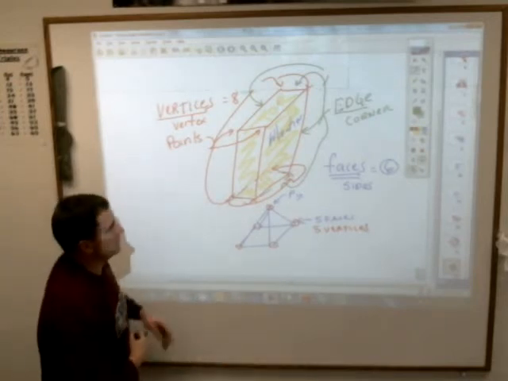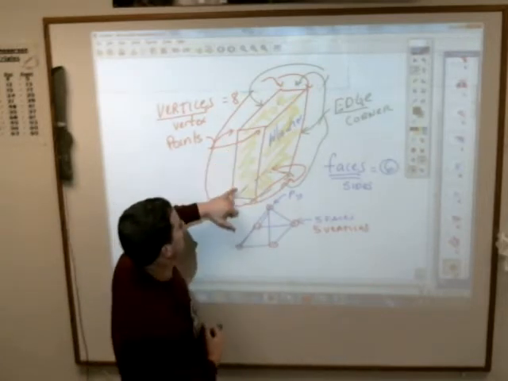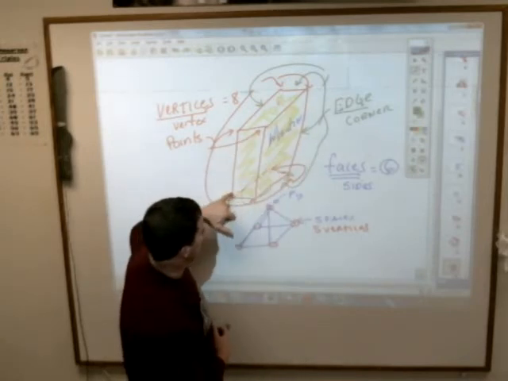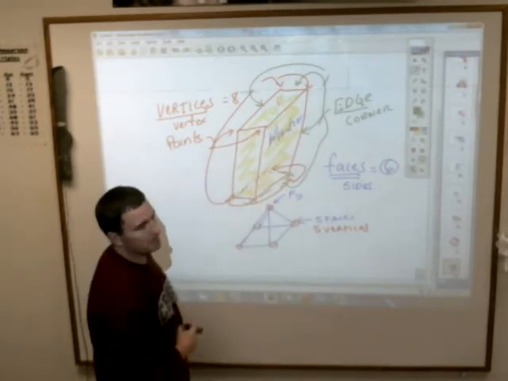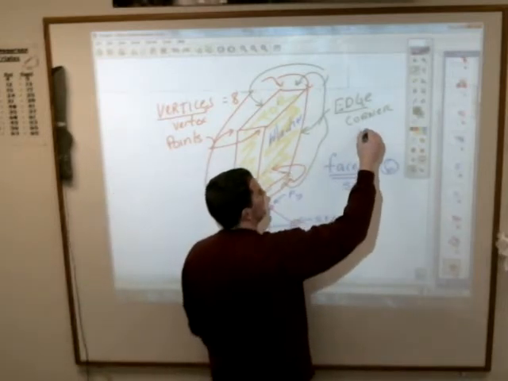There's a lot of them because you got 1, 2, 3, 4 that make up the top. You got 1, 2, 3, 4 that make up the sides. And you've got 1, 2, 3, 4 that make up the bottom. How many edges is that, Alexa? That would be 12 edges.